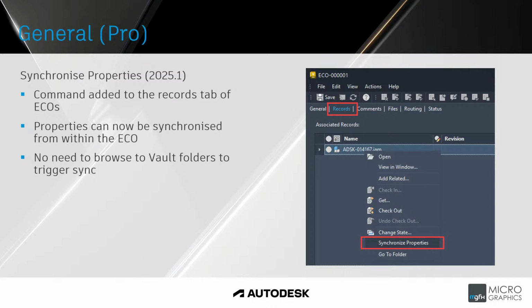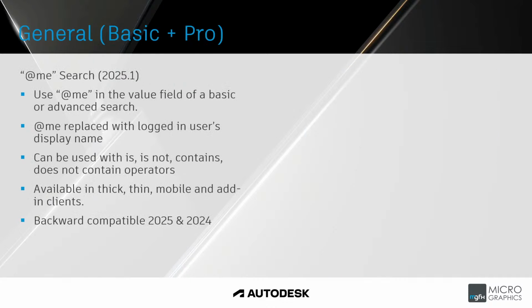In the past, you had to browse to that file. If there were multiple files, you'd have to go to each file's location where it's stored in Vault to be able to synchronize properties. So this now allows you to synchronize properties from within the ECO. You can highlight all of the files. There might be 10, 20 files in the ECO, and you can synchronize properties directly from inside the ECO. Just a nice little quality of life improvement there.